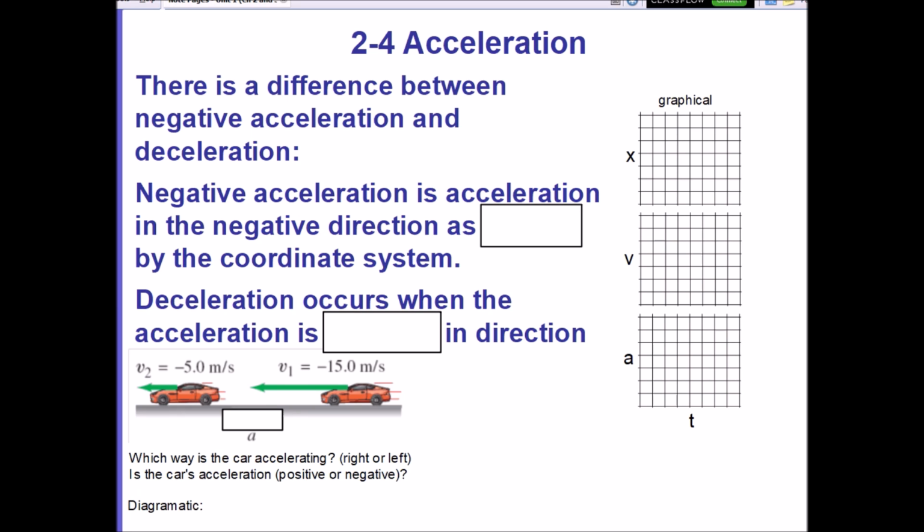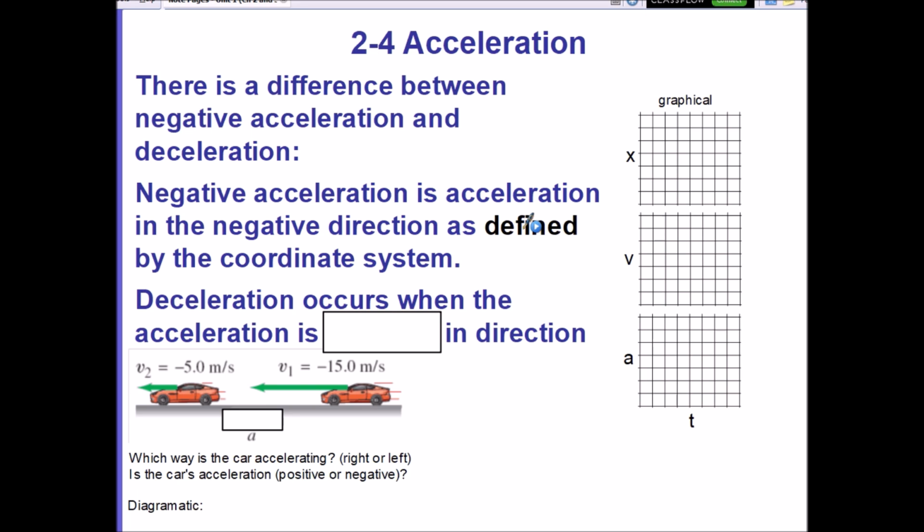There is a difference between negative acceleration and deceleration. Oftentimes people will say if something has a negative acceleration, that means it's slowing down. That's not the case. There is a difference. Negative acceleration is acceleration in the negative direction as we define it. So it really depends on our choice of a coordinate system. And again, remember, you are free to choose which way you want to call your positive and negative axes. You need to be consistent once you make that choice, but you are free to choose.